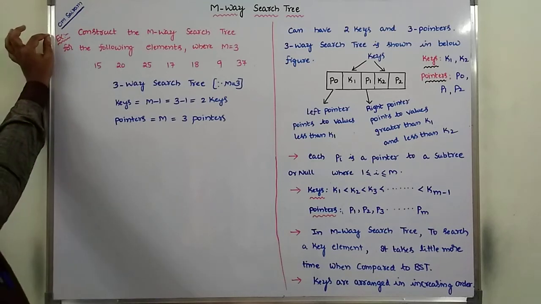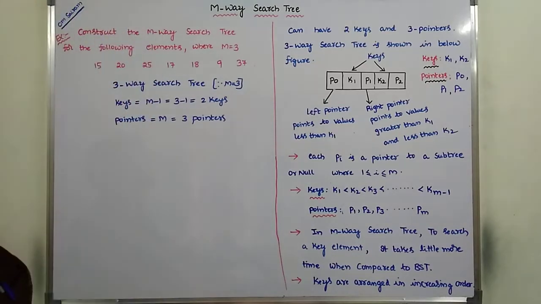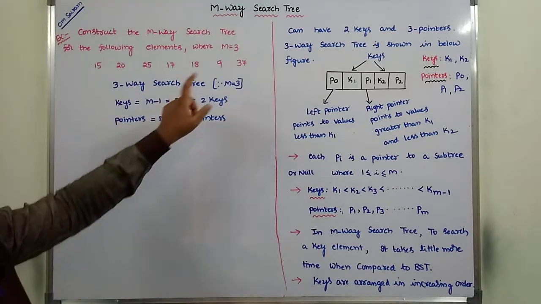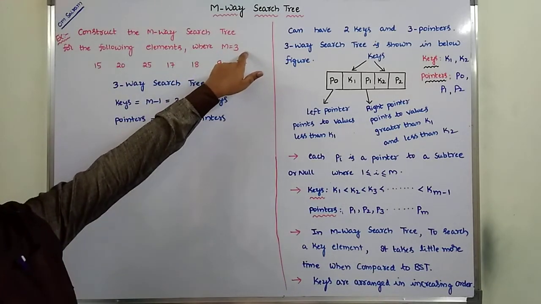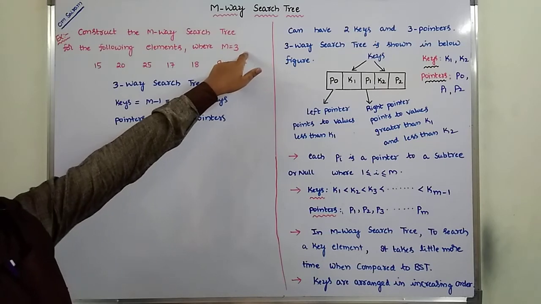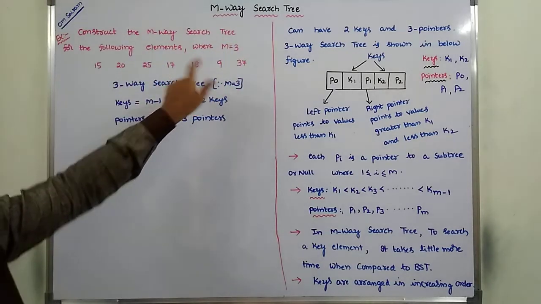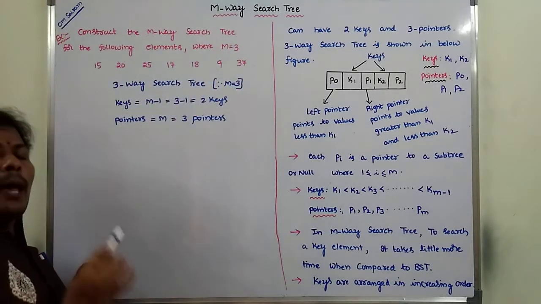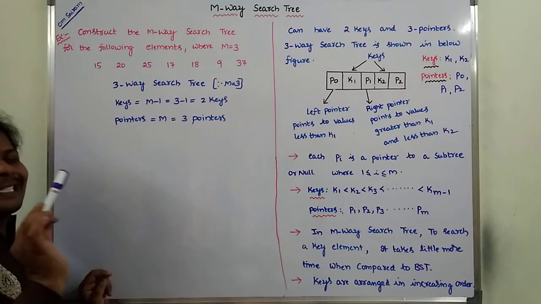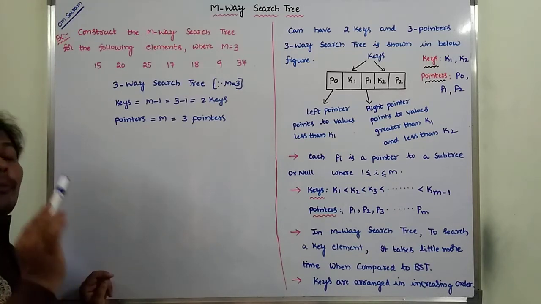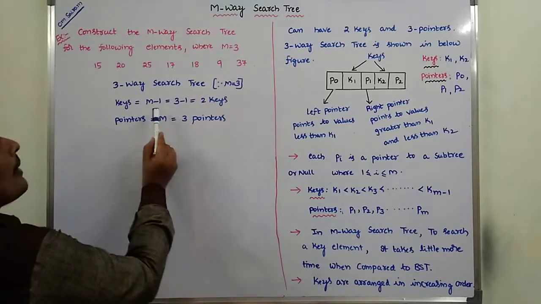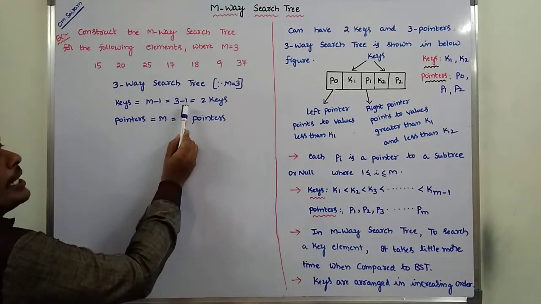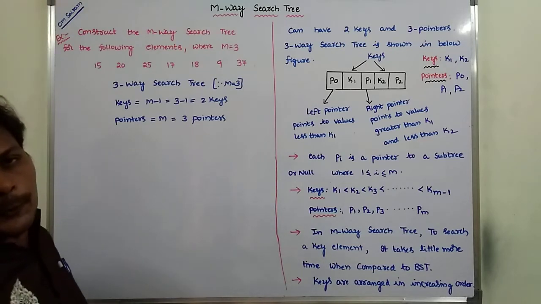Consider this example. Construct the m-way search tree for the following elements where m is equal to 3. That means we have to construct the three-way search tree for the following elements. Okay, so m is equal to 3, that means three-way search tree. How many number of keys are there? M minus 1 number of keys are there. That is m value 3, 3 minus 1 is equal to 2 keys.